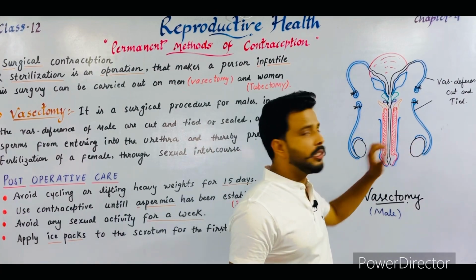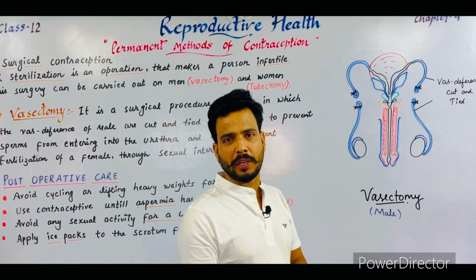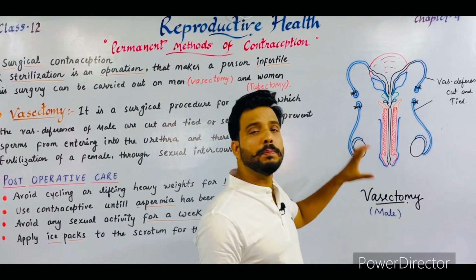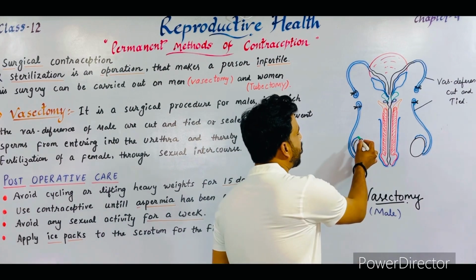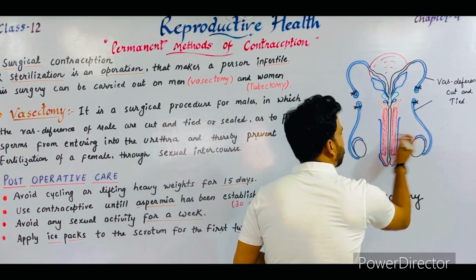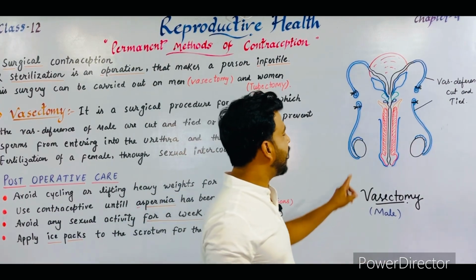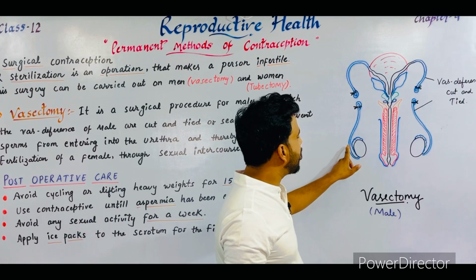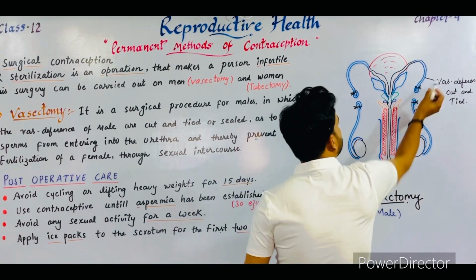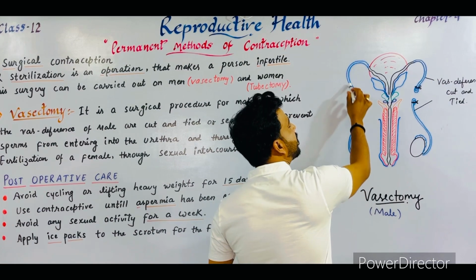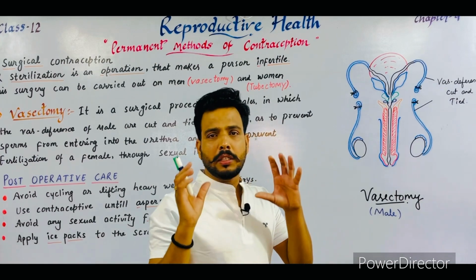So these are the testes. One pair of testes is found in the male reproductive system. Inside these testes, sperm formation takes place. When the sperms are formed, they move towards this structure which is called the epididymis, where sperms are stored. After that, these sperms move towards the vas deferens. These tubes are called the vas deferens. With the help of the vas deferens, these sperms reach a sac-like structure which is called the seminal vesicle.